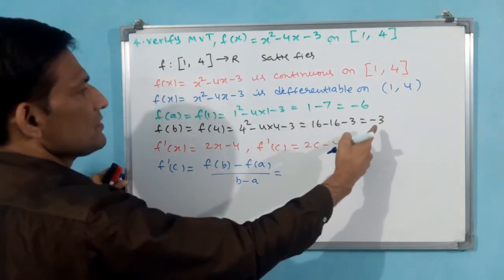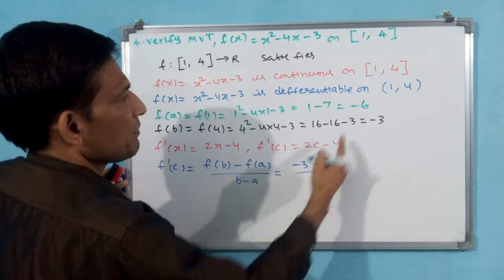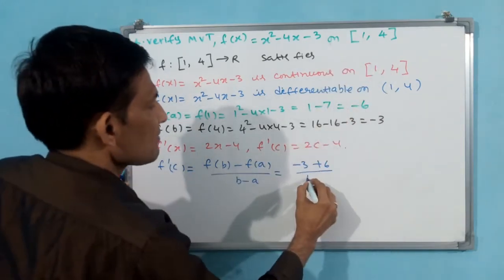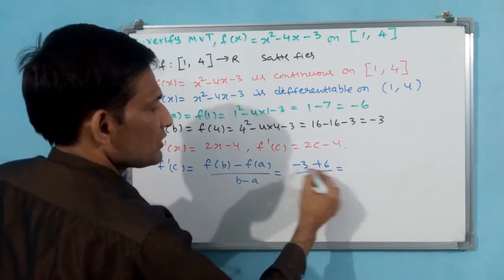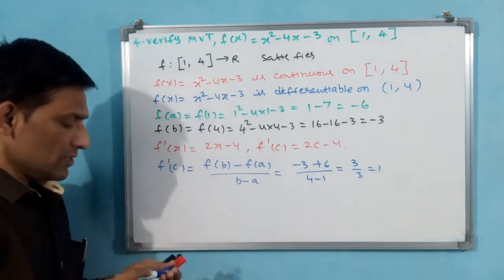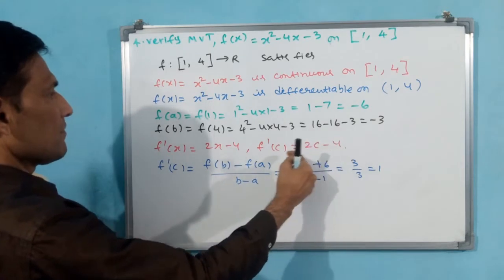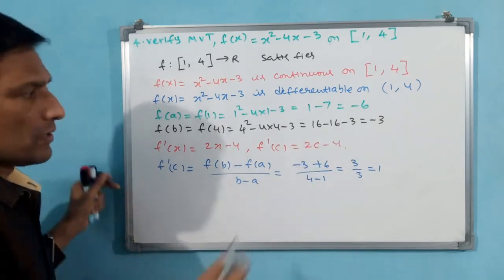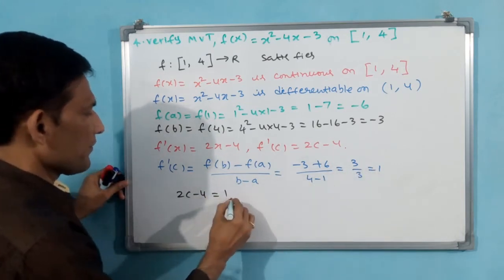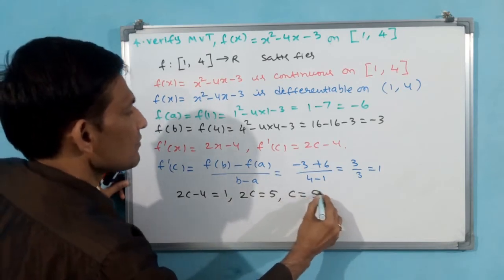f of b is how much? Minus 3. f of a how much? Minus of minus 6, plus 6. b minus a is 4 minus 1. 6 minus 3 is 3, 4 minus 1 is 3, that is equal to 1. Okay, you see how to write this? f dash c is equal to this one, 2c minus 4. That means 2c minus 4 is equal to 1, 2c is equal to 5, c is equal to 5 by 2.